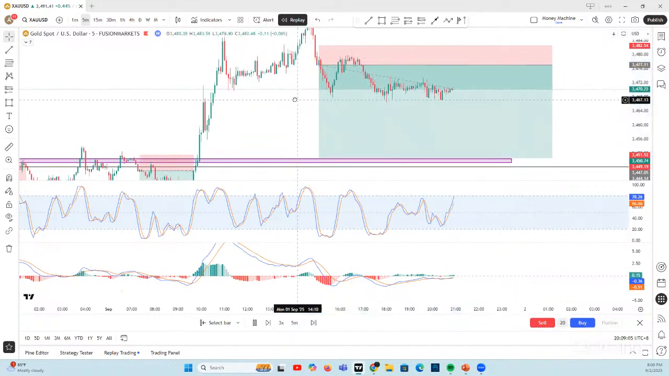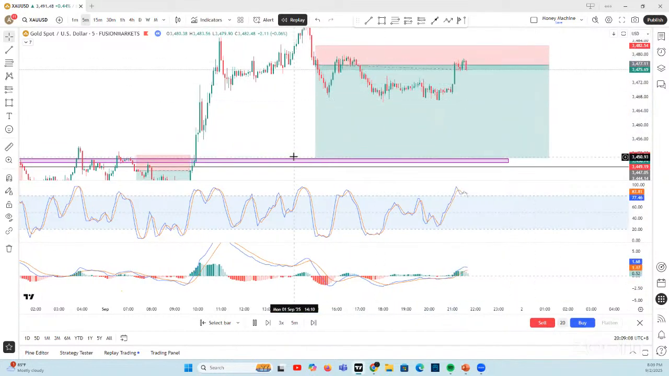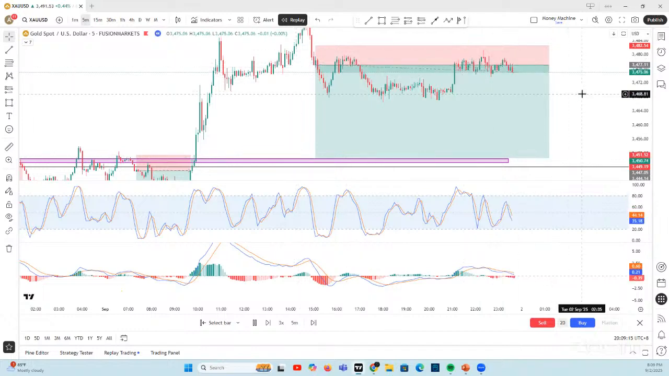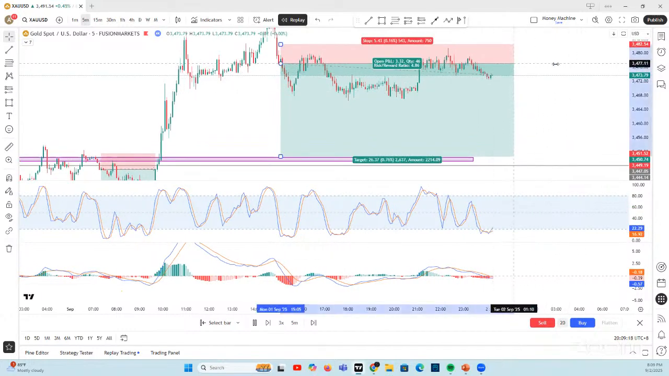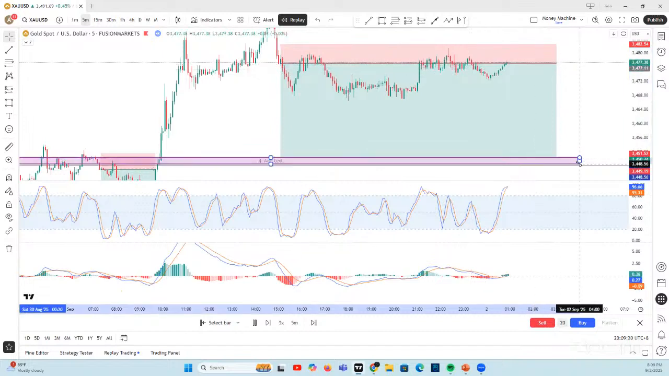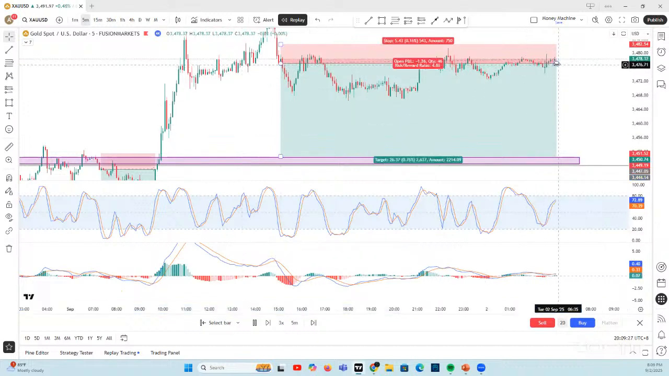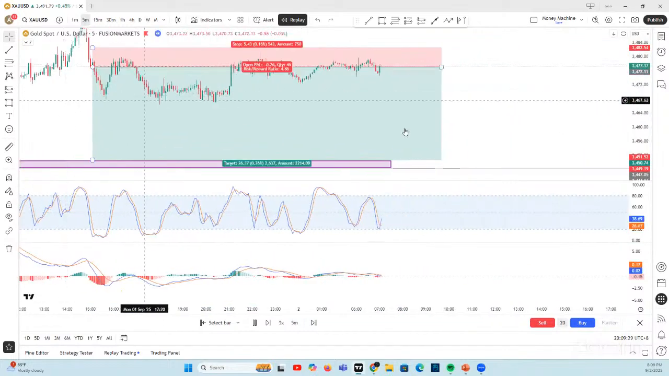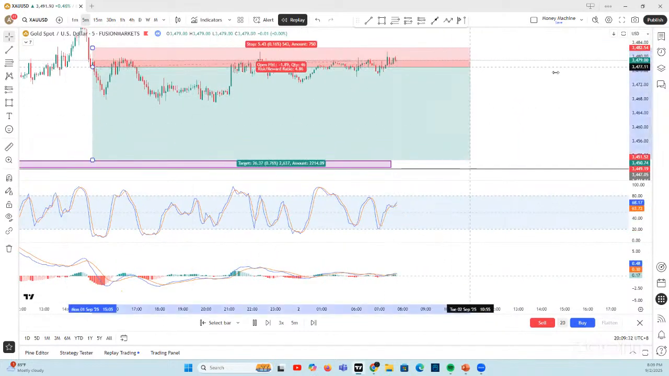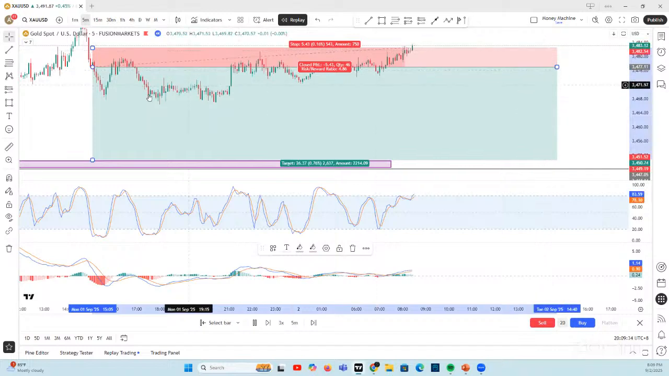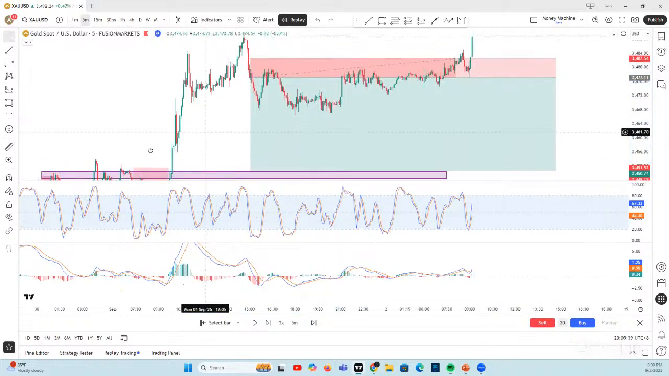Hope it will hit our take profit this time and not the stop loss. Whoa, very scary, huh? Oh my God, let's go. Hit that take profit, not the stop loss. It hit the stop loss again. So those are the odds, my friend.